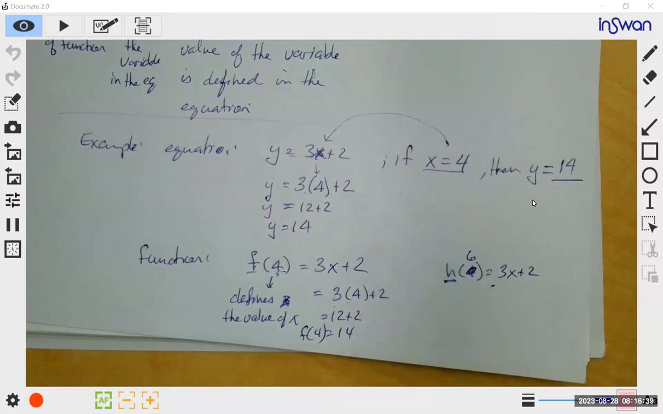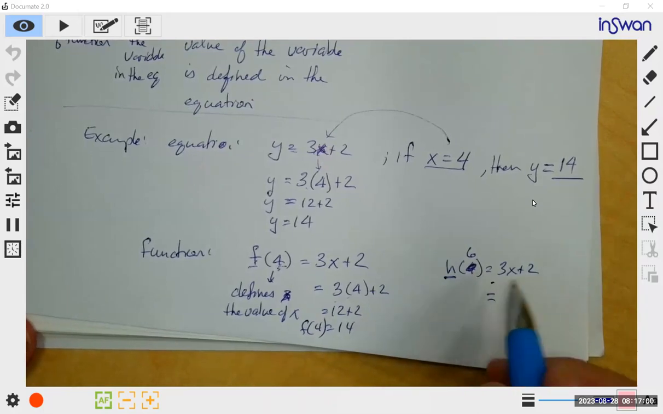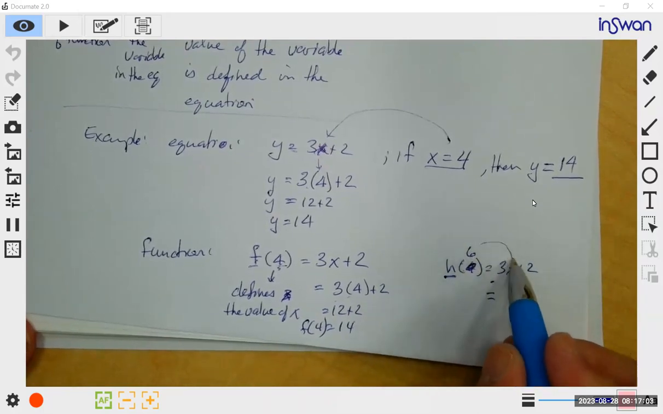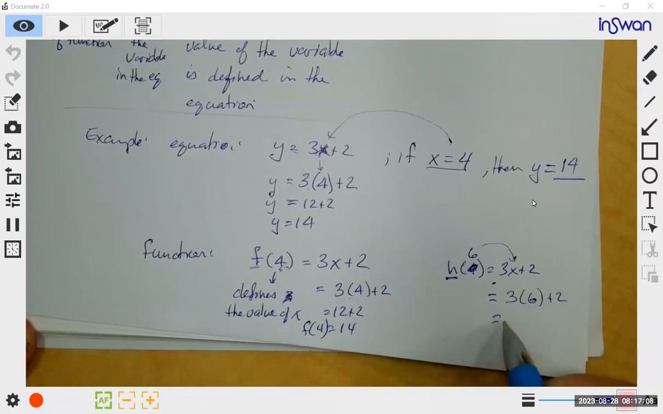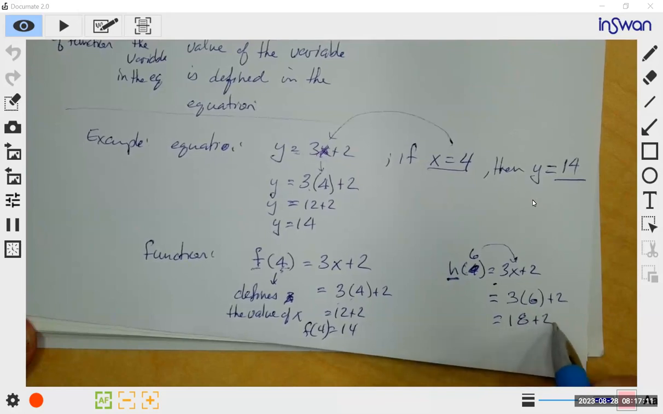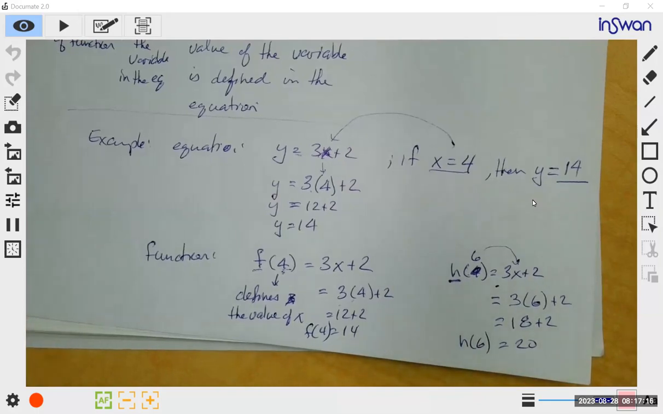What would h equal? What's the value of h then? Very good. Whatever's inside the parentheses goes in place of my variable. So it's 3 times 6 plus 2. So 3 times 6 is 18 plus 2 is 20. So the value of h is 20. Very good.